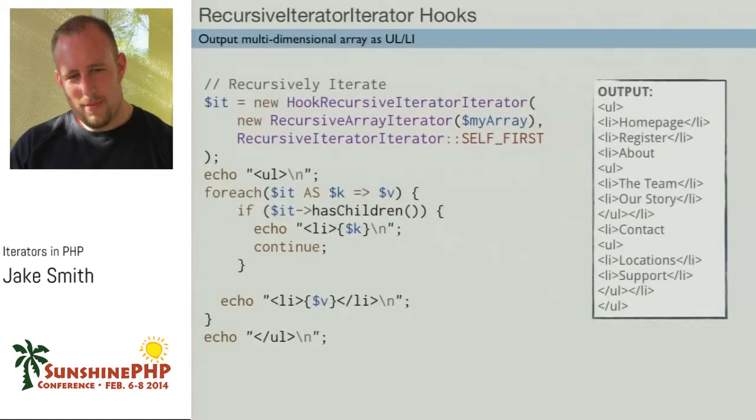By doing this right here, I was able to just output an entire HTML menu just based off of just that array I showed. Once again, I did self first because I wanted the parent to show up in the actual menu itself, and then all the children as a sub-menu. So that's something I like to do with the recursive iterator.